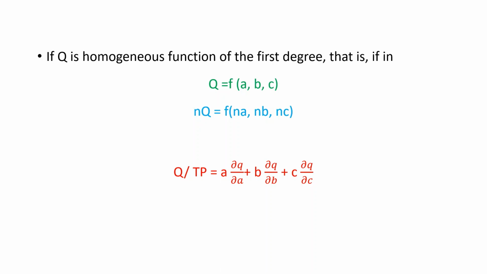Hence this equation, Q, or the total product, is equal to A multiplied by ∂Q/∂A, plus B multiplied by ∂Q/∂B, plus C multiplied by ∂Q/∂C. Hence, the LHS and RHS here will be equal, exhausting the total product.